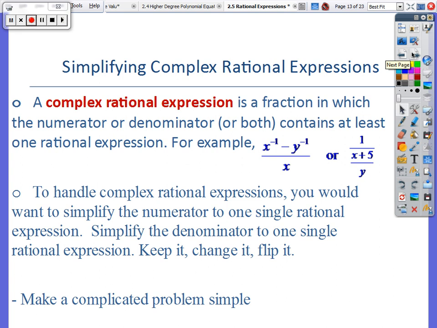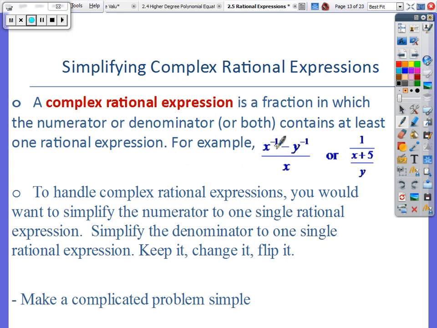Moving on to complex rational expressions. Now what a complex rational expression is, is a fraction inside of a fraction. And so you can see some examples. Now this one you can definitely tell is a fraction inside of a fraction. So that's called a complex rational expression. Now this one doesn't look as much like it.